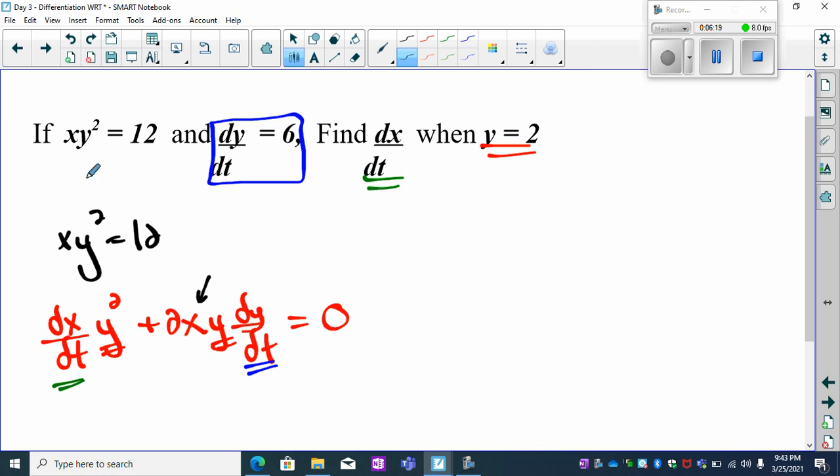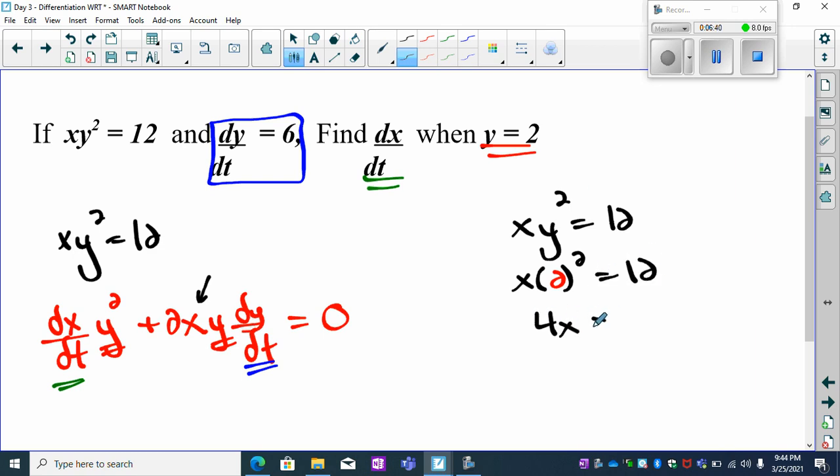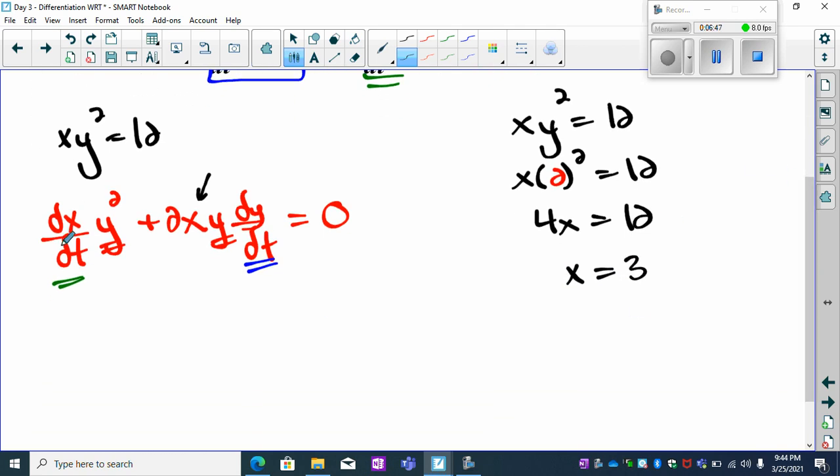Well, in order to do that, I can find x. I know the original equation is x times y squared equals 12, and I know that y is 2. All right, I just fill a 2 in there, and I'm going to solve. This would say 4x equals 12. X is going to equal 3. Now, I'm just going to pump all this information in there.